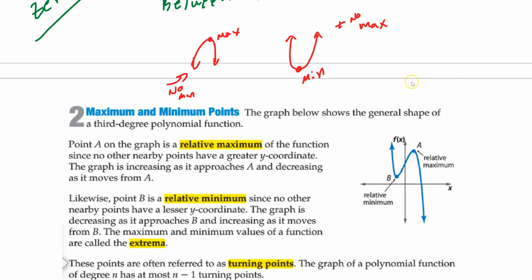So if I give you a graph that kind of goes like this, there's no min or max. There's points we care about though. I care about this point right there. That looks like the highest point in the local area. Or I care about this point right here. That looks like the lowest point in the local area. So those points we call relative min or maxes.